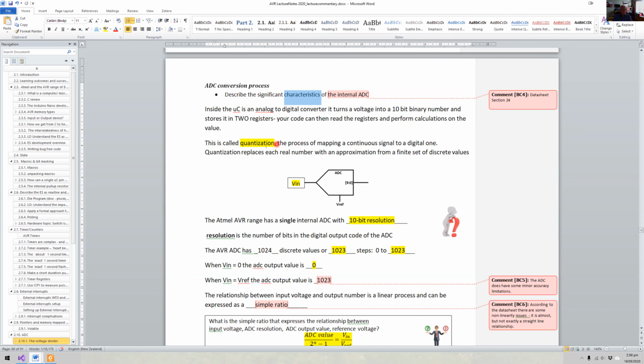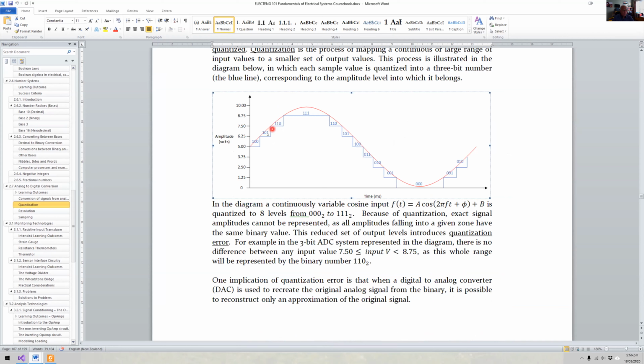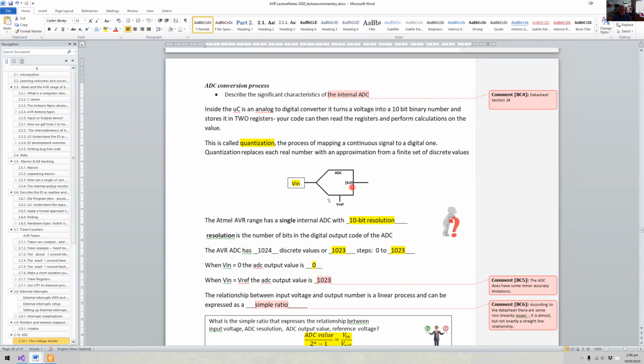Now, we've already talked a little bit about quantization. It's the process of mapping this continuously variable signal to a digital one, and it replaces each real number with an approximation from a finite set of discrete values. What does that mean? Just exactly what I said back here in the other notes. What that means is that this value here will be replaced with this digital approximation. That's what it's all about.